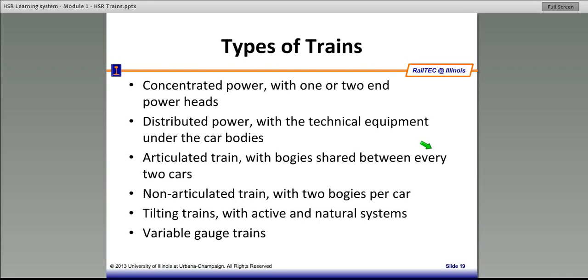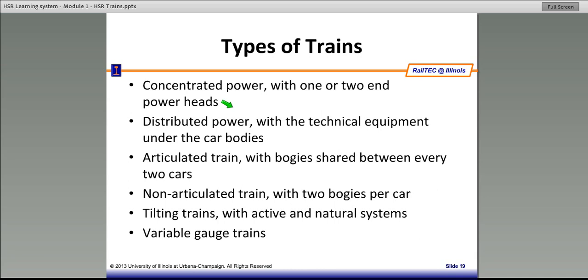Now let's go into another subject, which is on the market. What type of train do you have for choice? Basically, there are two different types of train. One is called concentrated power train. One is called distributed power train. The concentrated power train is with one or two end of a power car, and that is the first car transit we introduced.